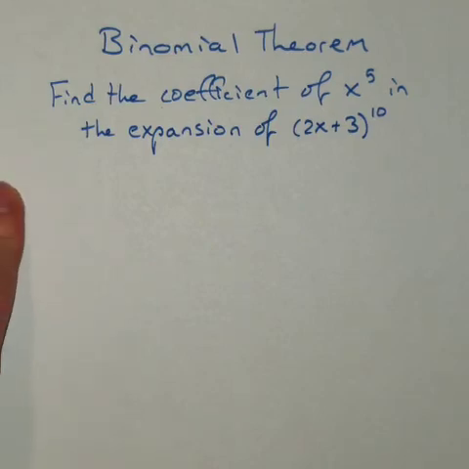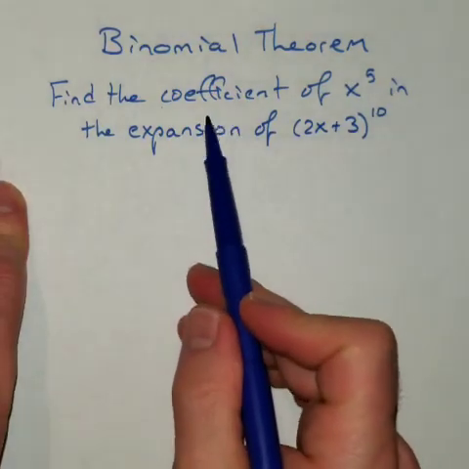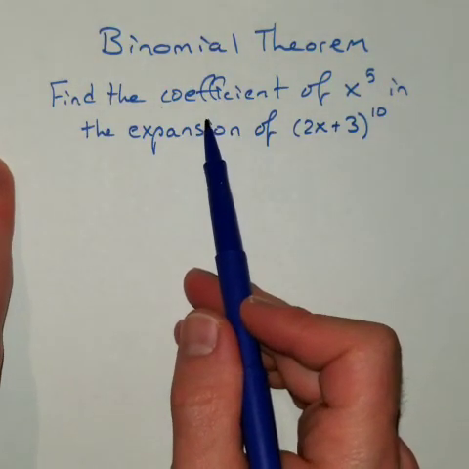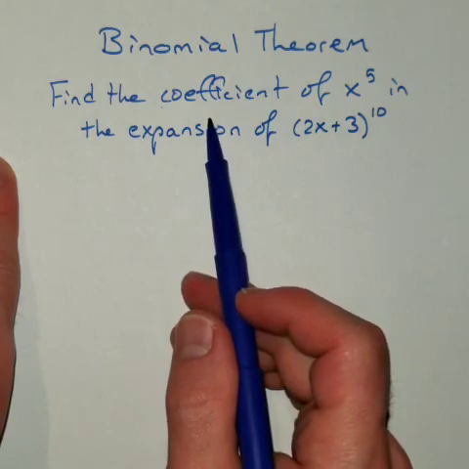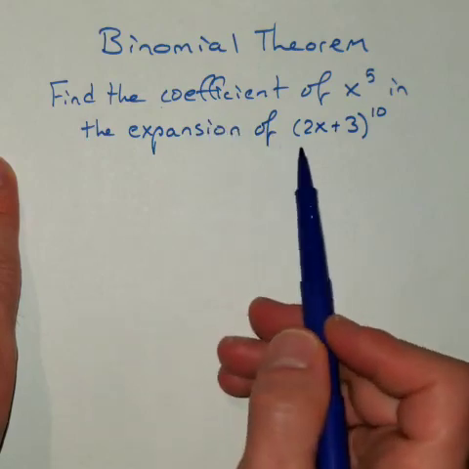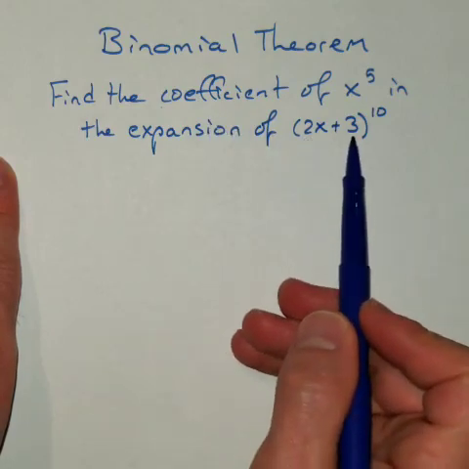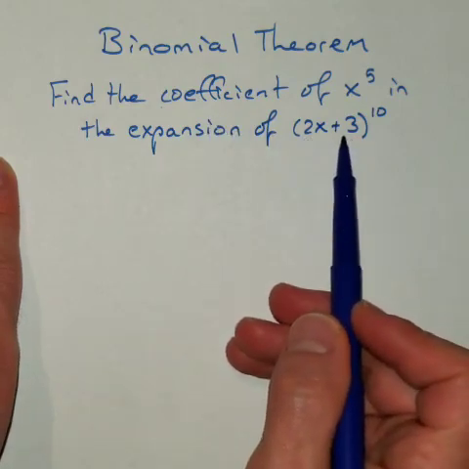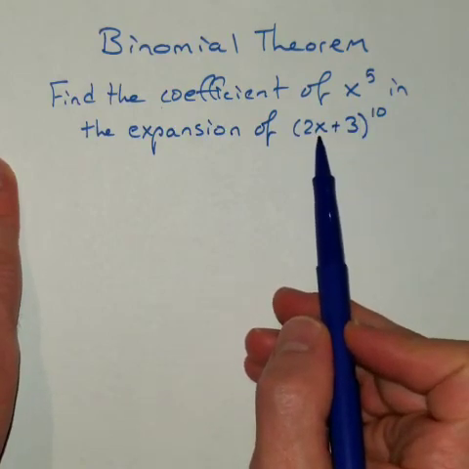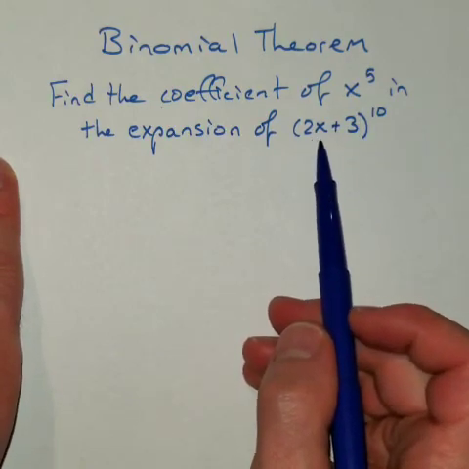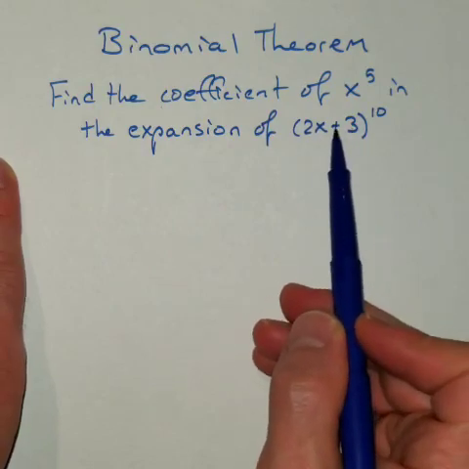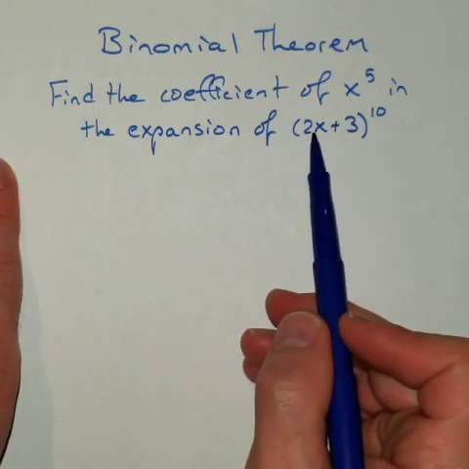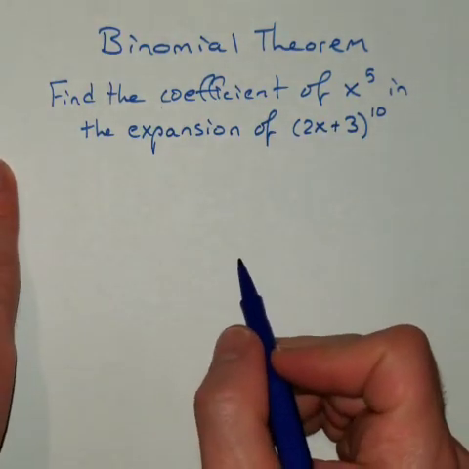Alright, so what I do know is that the coefficient is going to be made up of three things. It's going to be made up of a number out of the Pascal triangle. It's going to be made up of a power of 2 and a power of 3. So every term is going to have a number from the Pascal triangle, a power of 2x and a power of 3 in it, and so the coefficient will just not have the x. It'll just be the part without the x.